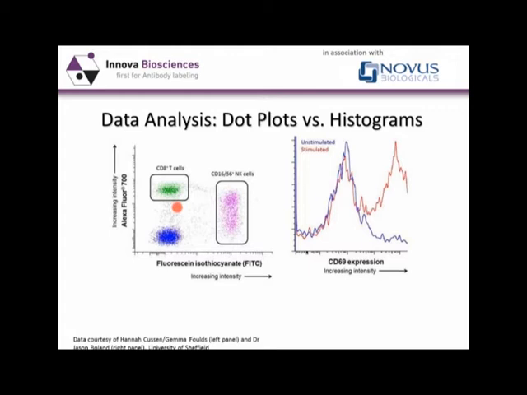It's also possible to analyze cells using a fluorescent histogram, and these are data which reflect the expression of a molecule called CD69, which is an early activation antigen, on CD8 cells which have been unstimulated in blue, or which have been stimulated using polyclonal stimulating beads in red. And so you can see that there's a population of stimulated cells which express CD69, which confirms their activation status.